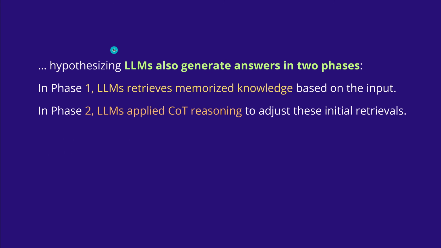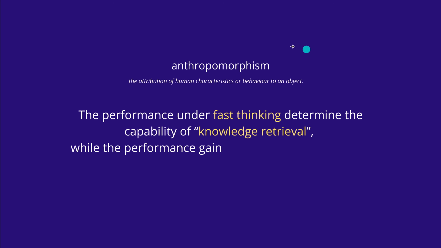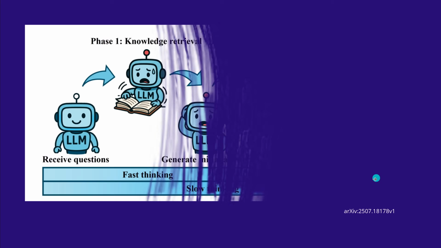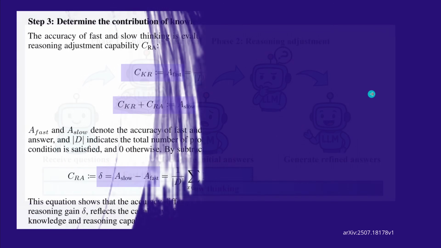So if we go with this hypothesis that LLMs also generate answers like humans in two phases, no? The LLM retrieves memory knowledge, and the LLM applies chain of thought reasoning. Beautiful. I don't know if this underperformance applies here to this thinking, but let's go with this. So fast thinking is the knowledge retrieval and slow thinking is the reasoning adjustment. Great. And they have some beautiful thing here.